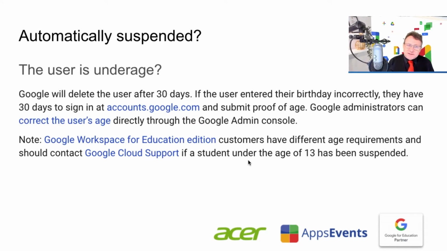Users can be suspended automatically, as I mentioned. Sometimes that can be because of age. Some services require you to meet a minimum age. In the case that a user tries to access a service and puts in a date of birth that makes them under 13, for example, the system will suspend their account and ask them to go to accounts.google.com and submit proof of age. The admin, of course, can correct their age through the admin console. But if you're on an education product and you find that happens, then you'll need to contact Google support if the student is under the age of 13.